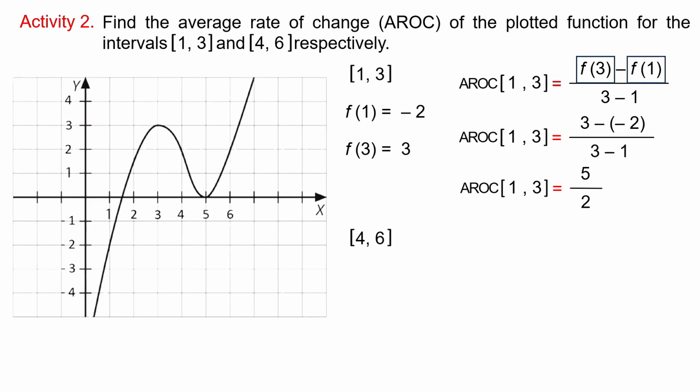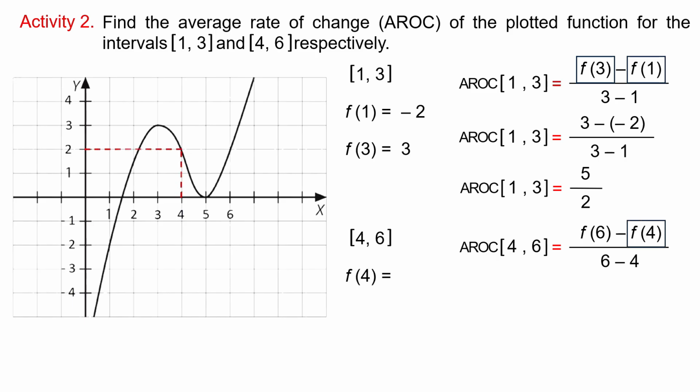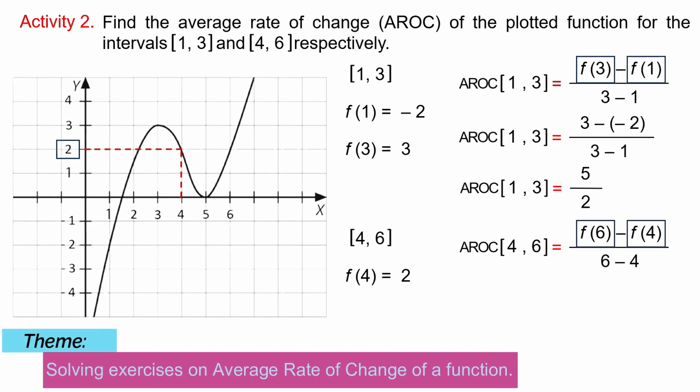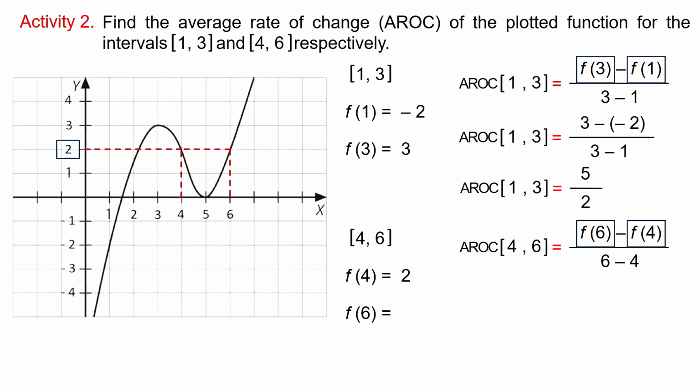For the second interval [4, 6], we make a similar procedure. We replace the values of the interval in the formula and we would have. Now, identifying the value of the function evaluated at 4, we look for the point of intersection graphically, and it corresponds to 2 on the y-axis. And similarly, identifying the value of the function evaluated at 6, we look graphically for the point of intersection, and it also corresponds to 2 on the y-axis.